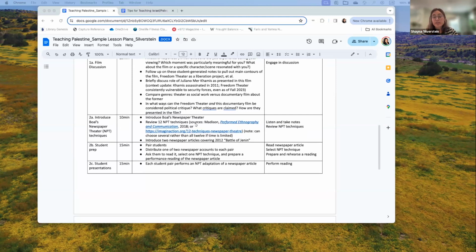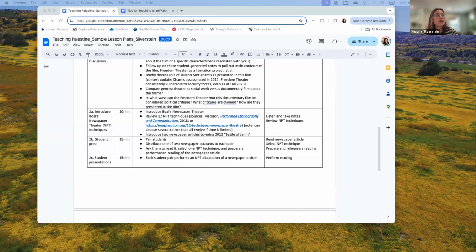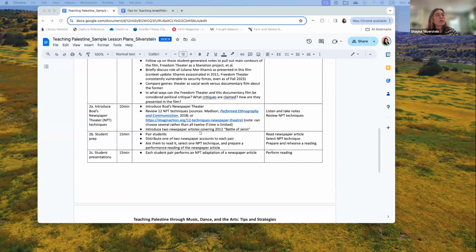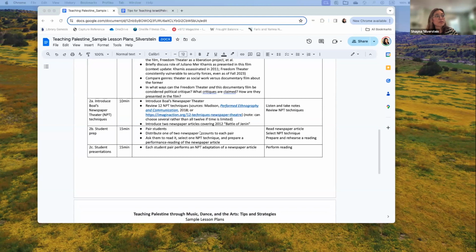And there are some sources here that you can use to review when you're preparing for the lesson, should you choose to use it. I introduce Boal's newspaper theater techniques to the students. Then I ask them to take each of the 2 newspaper articles, which are both fairly brief, and work together and find ways to read or perform the newspaper article using one of the 12 newspaper techniques that we have just looked at in class.